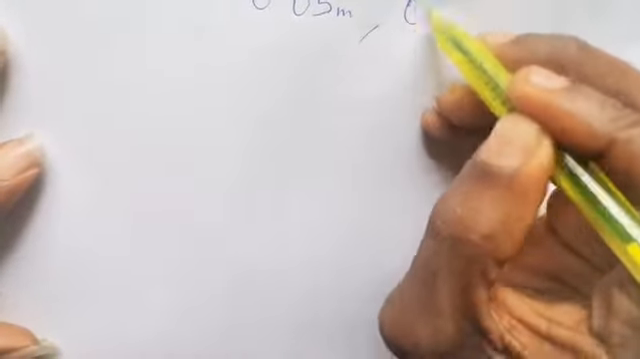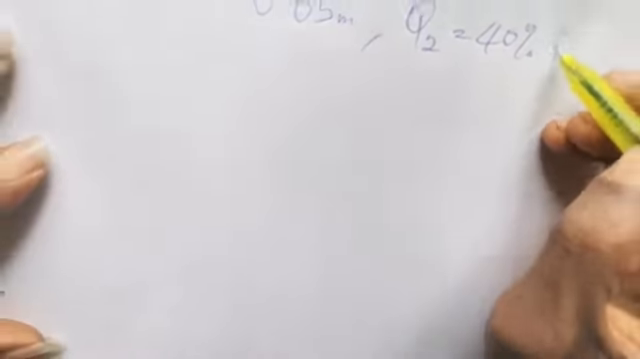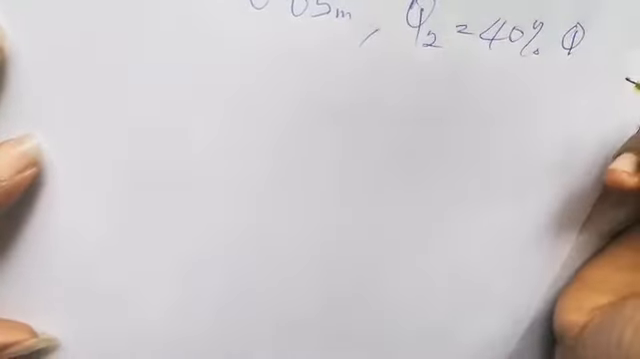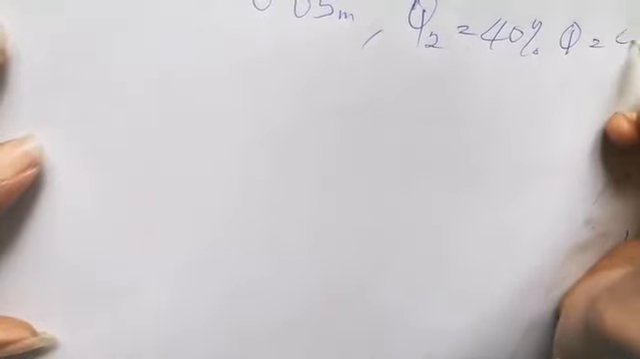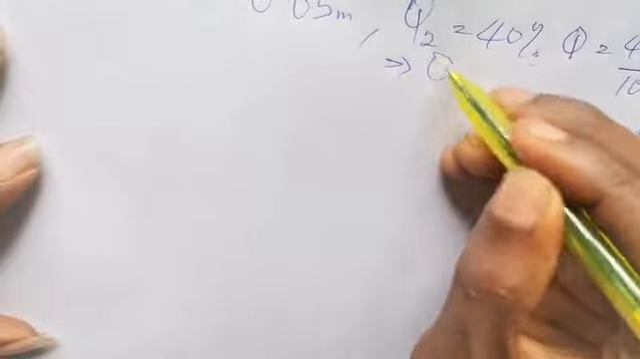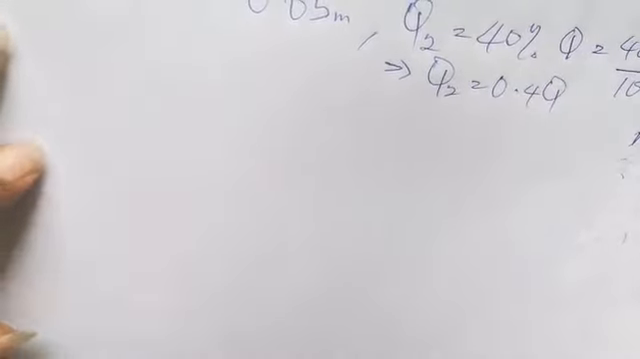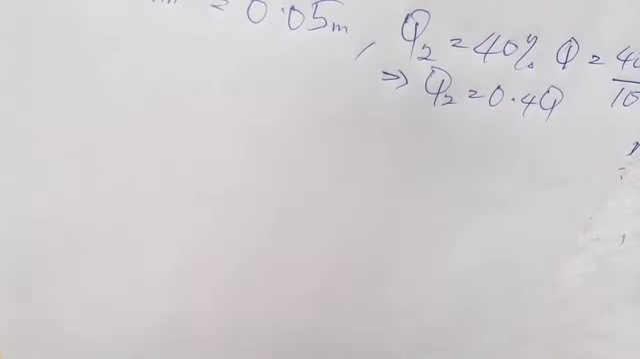And the condition says pipe 2 takes 40% of the discharge. So discharge in pipe 2, call that Q2, is actually 40% of Q. 40% simply means 40 divided by 100, so you have 40Q all over 100. This simply means that discharge in pipe 2 is actually 0.4 Q.